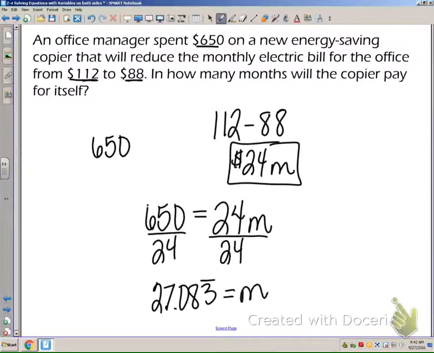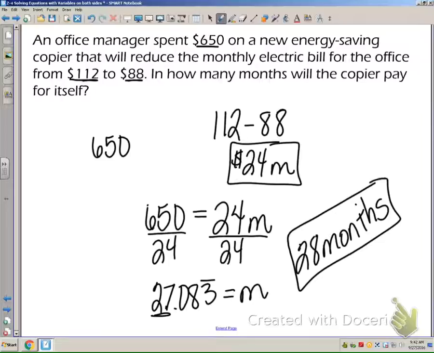Well, do we calculate months in decimals? No. So in terms of this problem, what would make sense? How many months would it take? 27 months isn't going to be enough because it's more than 27. So it would take 28 months for the copier to pay for itself. So that would be a little over 2 years.